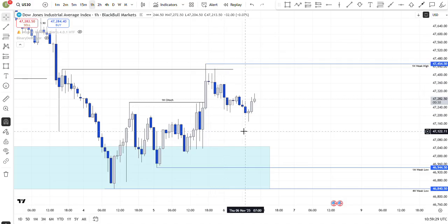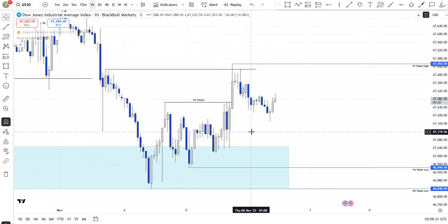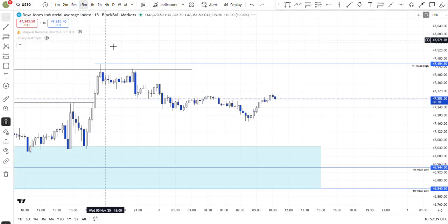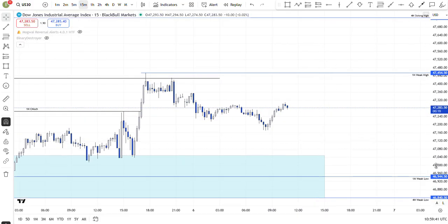There's a pullback happening. This isn't as clear to me, but again, we don't need to always go for trades that are like 50 to 1. We can take a 2 or 3 to 1 if price is lining up with it. So we'll drop down to 15 minute.